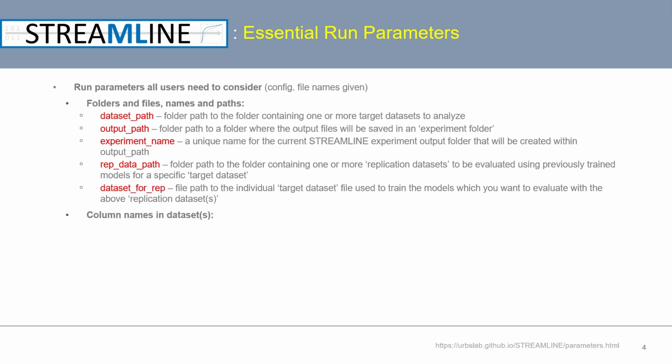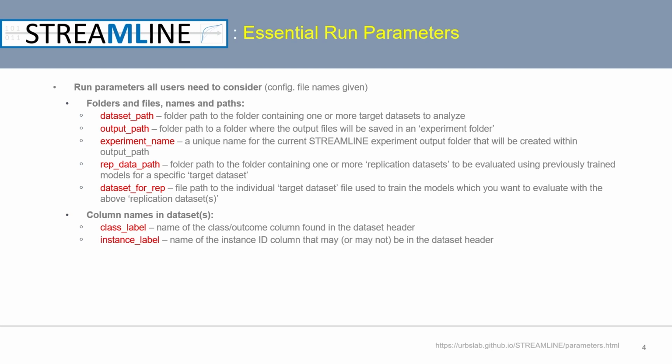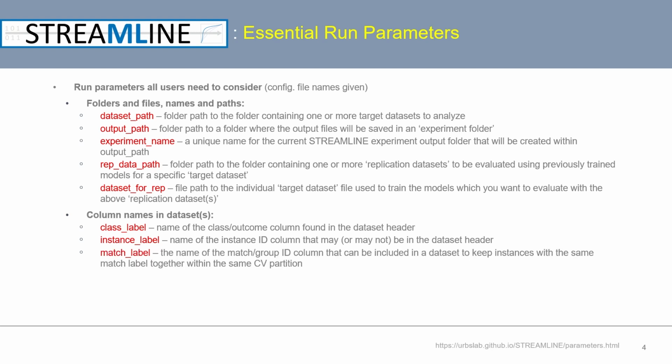Moving on to run parameters dealing with column names in the dataset, class label defines the name of the class or outcome column found in the dataset header. Instance label defines the name of the instance ID column that may or may not be in the dataset header. Match label is the name of the match or group ID column that can be included in the dataset to keep instances with the same match label together within the same cross-validation partition.